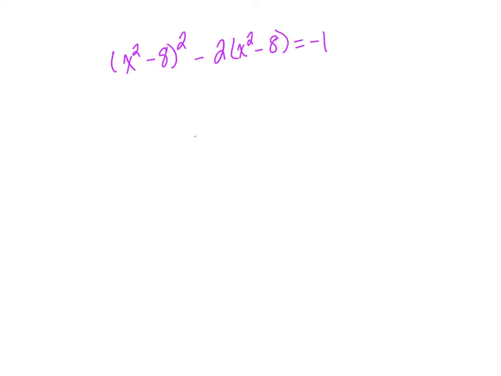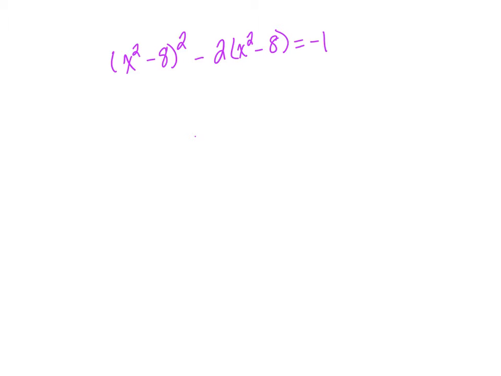Okay, so here we go. Here's our screen. I've got (x² - 8)² - 2(x² - 8) = -1.